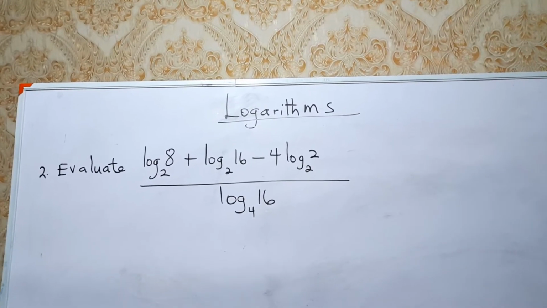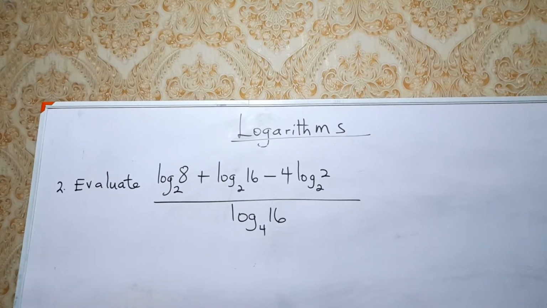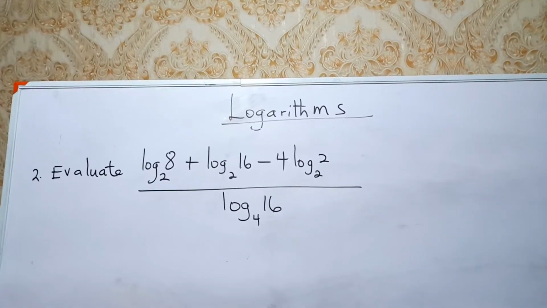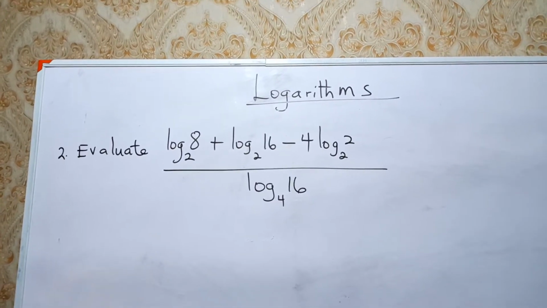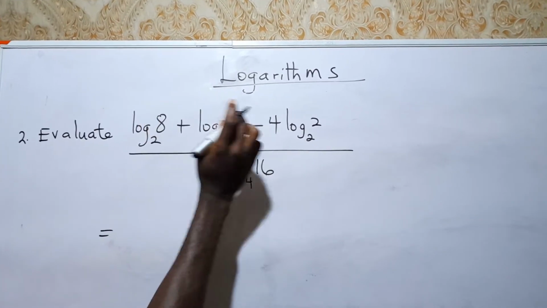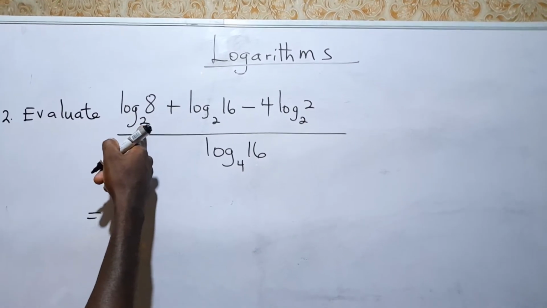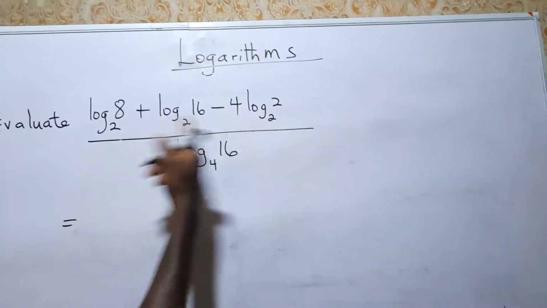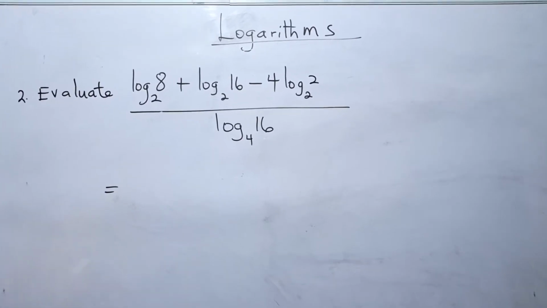So our second question is: evaluate log 8 base 2 plus log 16 base 2 minus 4 log 2 base 2, all over log 16 base 4. Please pause the video and try solving. So how do we solve this? We have to write the logs into index form, those that are not in index form. And the base of the index must take the base of the log here.